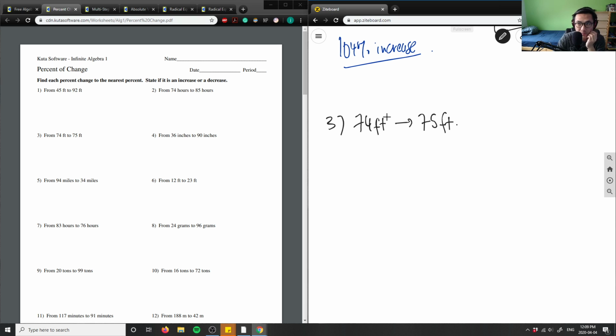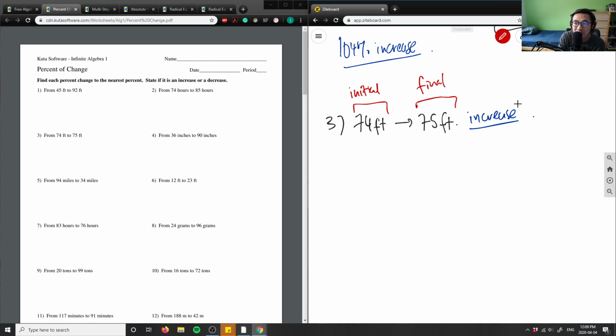So again, my first step here is to determine if it's an increase or a decrease. Is my number getting bigger or smaller? 74 to 75, the 75 is a bigger number than 74, obviously. So this is an increase. We're finding a percent increase. So again, let's follow my step 1. Step 1 states that I need to find the difference between my final and my initial, right? This here is my final number. This here is my initial number.